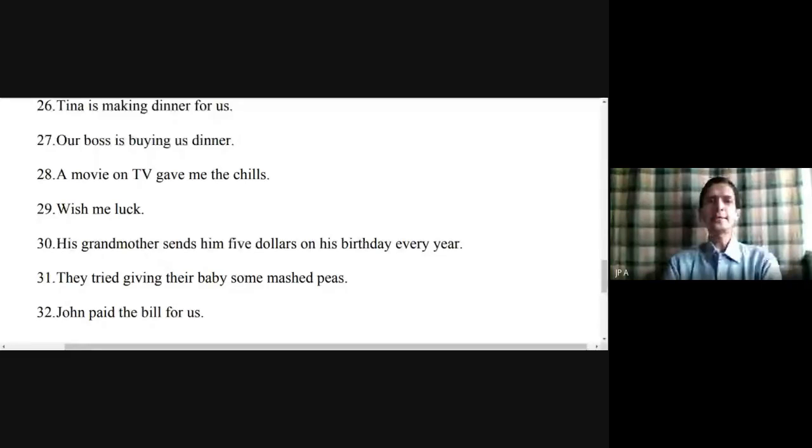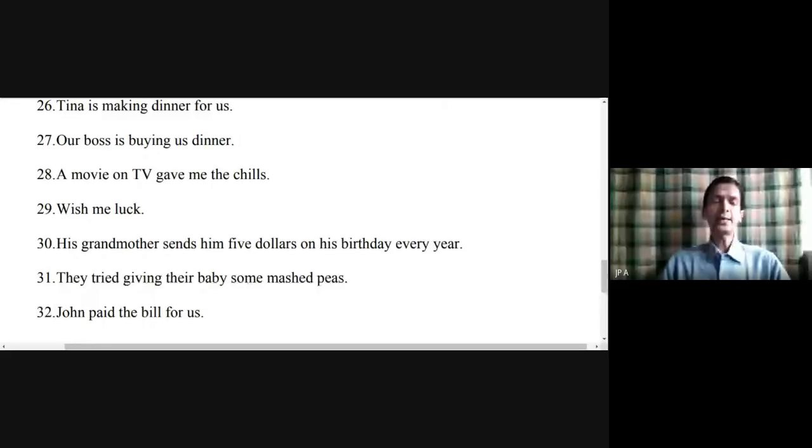Let us look at these 2 sentences. Tina is making dinner for us. Our boss is buying us dinner. In both, the direct object has moved back and forth. The direct object need not be at the beginning of the predicate. It need not come right after the verb of the predicate. It can come at the end also. So you cannot locate a direct object by its place in the sentence, only by asking the verb.